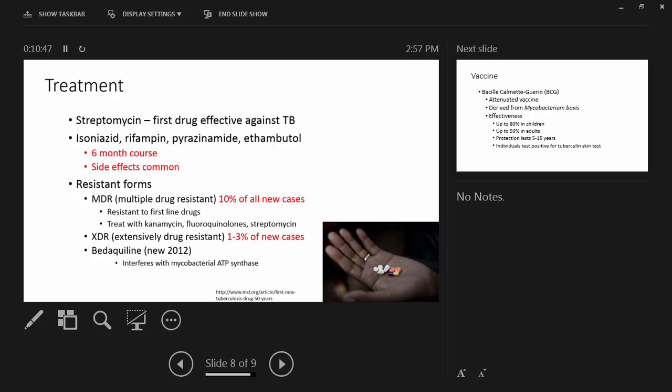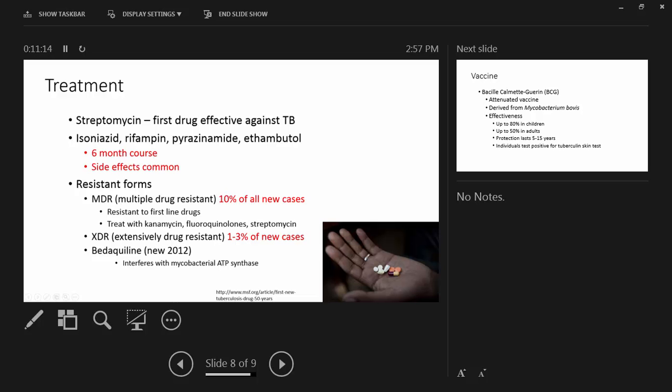Because if you don't clear all these organisms, remember it takes them a long time to be killed, then it can come back. And it will likely come back in a form that's resistant to these drugs. We know that about 10% of all new cases of TB are multiple drug resistant. MDR strains are ones that are resistant to this first line of antibiotics.